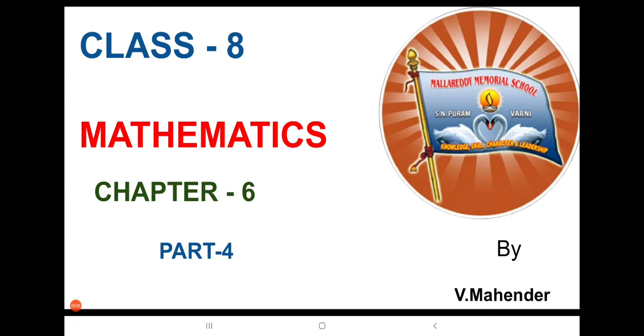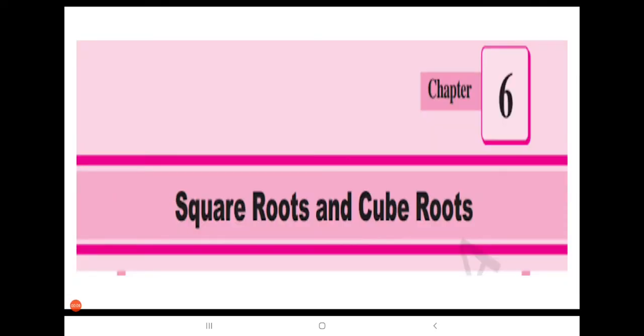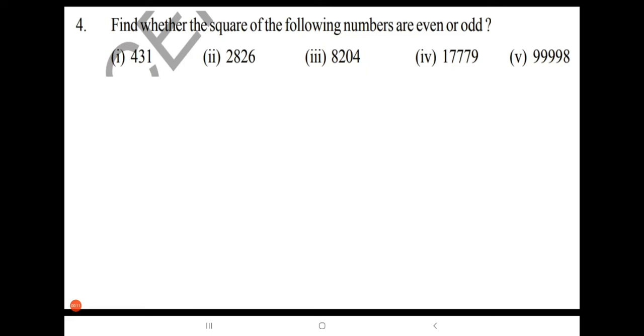This is Mahinder. In this video, we are going to solve exercise 6.1 problem number 4. Look at the question: find whether the square of the following numbers are even or odd. Given five parts here, so we have to find whether the square of these numbers is even or odd.